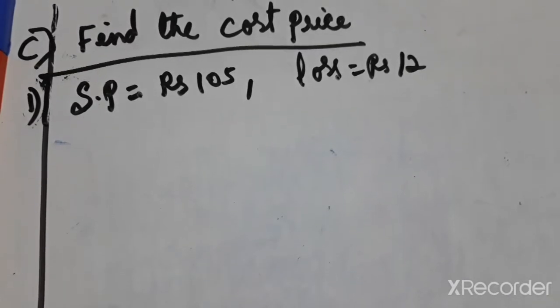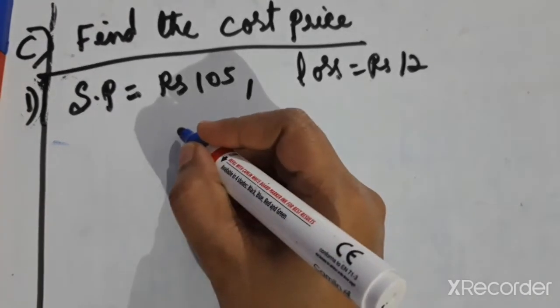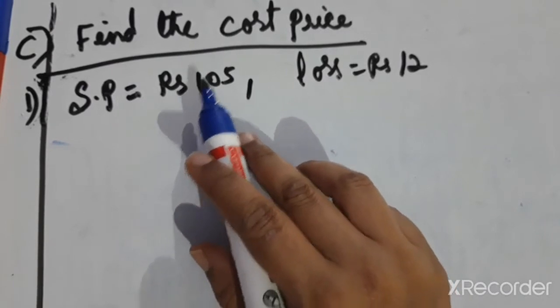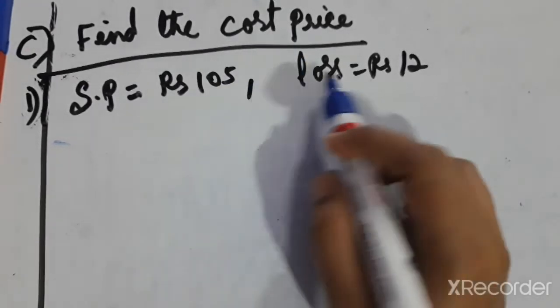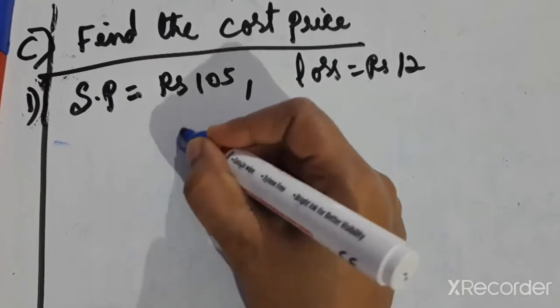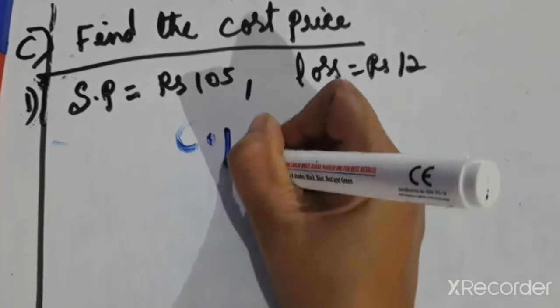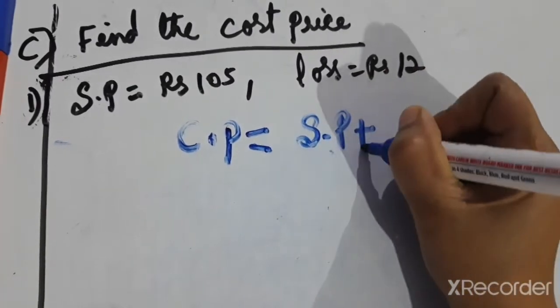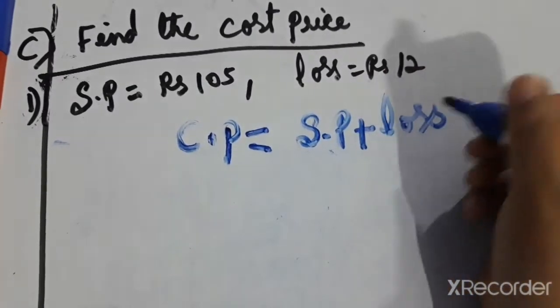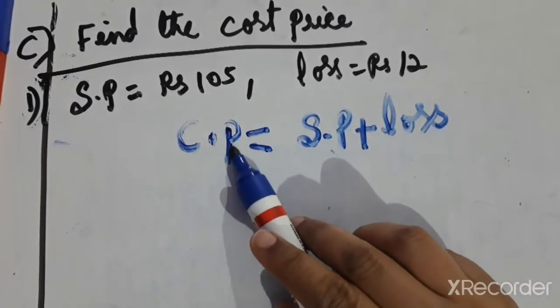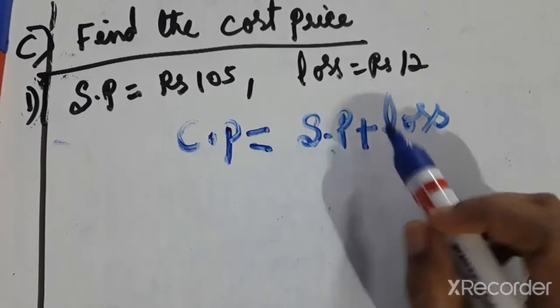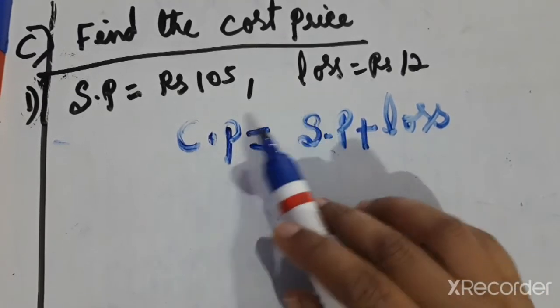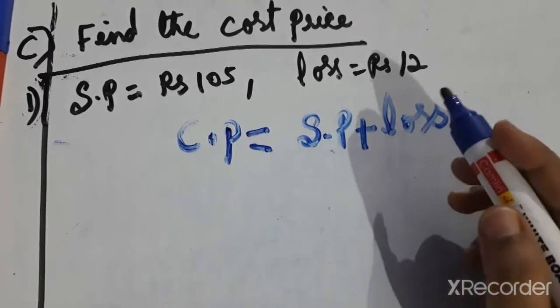Now find the cost price. Selling price is 105 and loss is 12. The formula to find cost price when selling price and loss is given is: cost price equals selling price plus loss. Loss means cost price is greater, so we have to add selling price and loss. Profit means selling price is greater than cost price, so we have to subtract it.